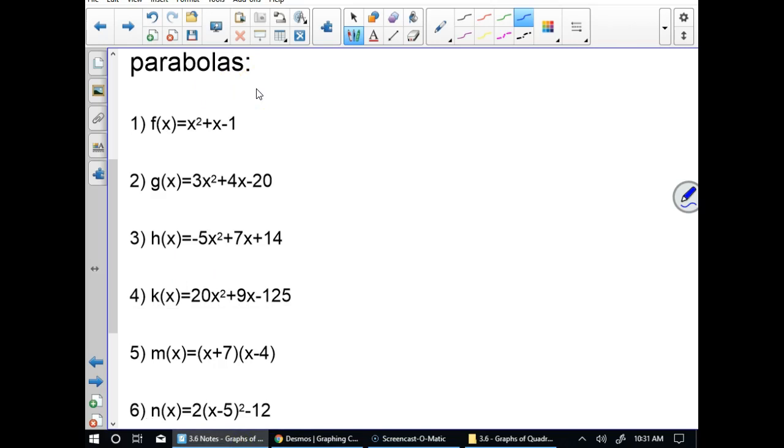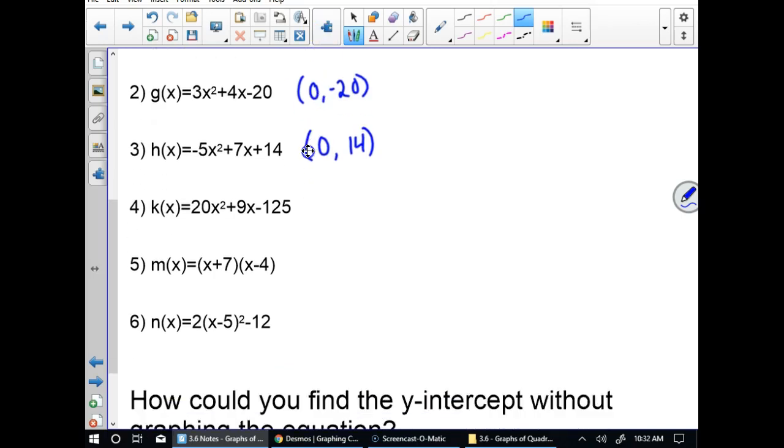Alright, hopefully you've had a chance to look at least several of these. We did that first one together and we got 0, negative 1. For number 2, Zoe, what did you get? 0, negative 20. For number 3, Kayla, what did you get? Good. For number 4, Tyler, what did you get on that one? Good. Let's see. Stephanie, did you get number 5? 0, negative 28 is correct. Good. And Kason, did you get the last one? Good.